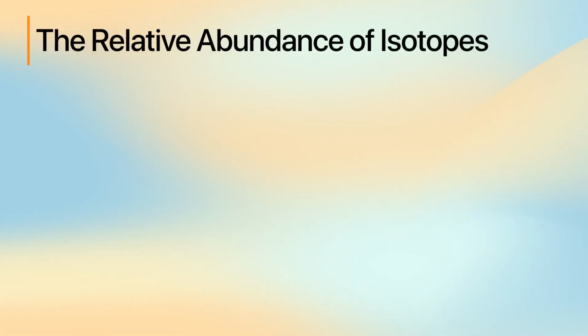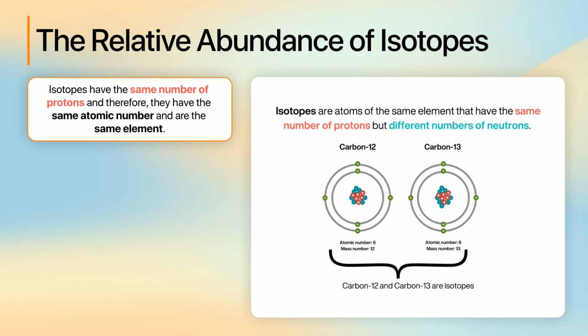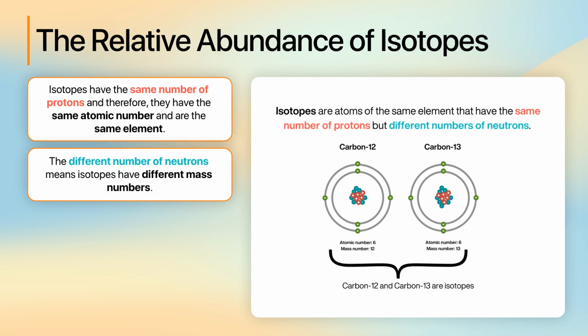Let's dive into the concept of isotopes and how they influence the relative atomic mass of an element. First, let's recap what an isotope is. Isotopes are atoms of the same element that have the same number of protons, but different numbers of neutrons. Because they have the same number of protons, they have the same atomic number and are the same element. However, the different number of neutrons means they have different mass numbers.